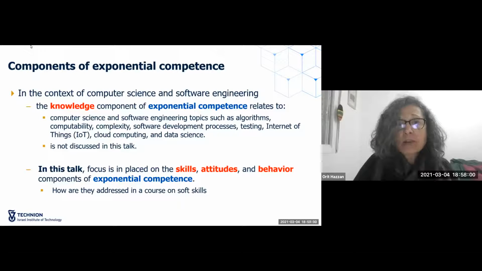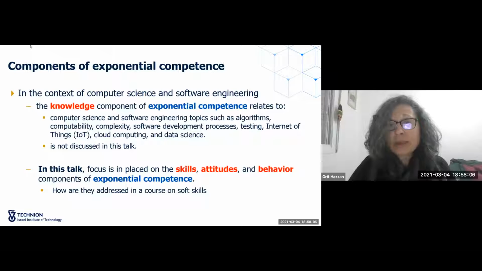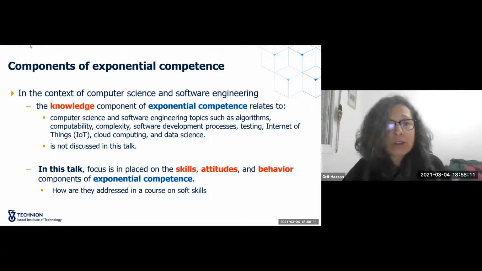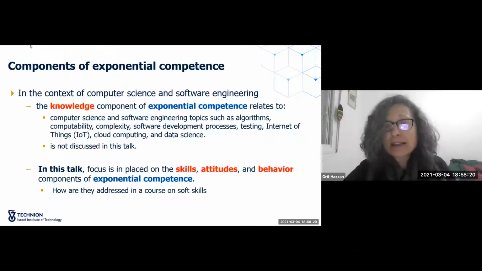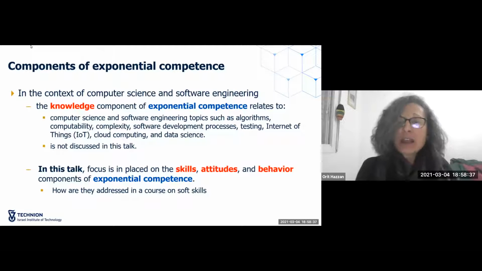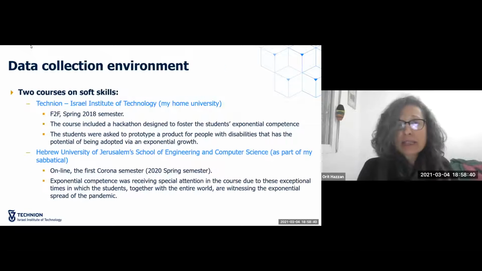In the context of computer science and software engineering, the knowledge component of exponential competence relates to computer science and software engineering topics such as algorithms, computability, complexity, software development processes, testing, Internet of Things, cloud computing, and data science. But I will not talk about the knowledge component of the exponential competence in this talk. Rather, I will focus on the skills, attitudes, and behaviors components of exponential competence and how they are addressed in a course on soft skills.